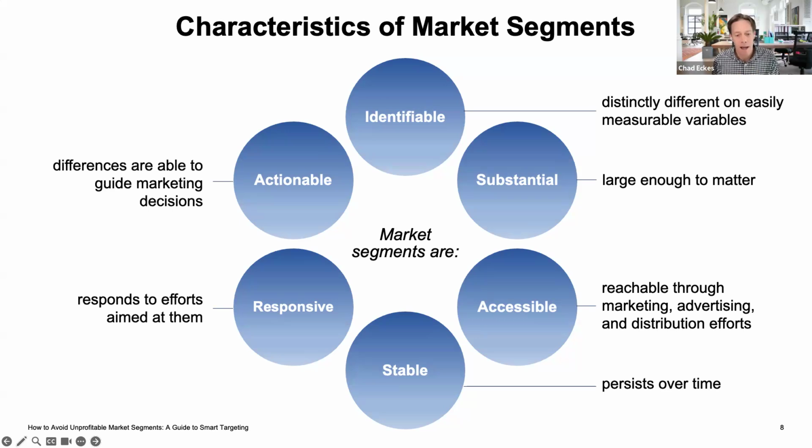And then lastly, actionable. And this means the unique attributes of the group lead to decisions that you'll make on pricing, product, distribution, and promotional strategies. So again, these are the 6 characteristics. And if a group of customers meets all 6 of these, then you have yourself a market segment.